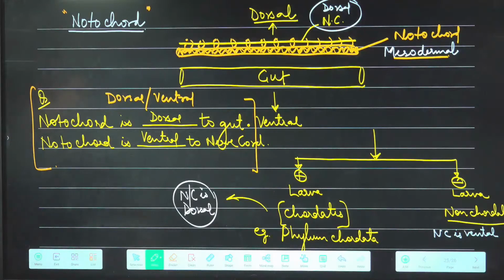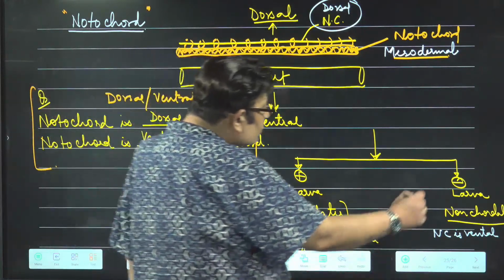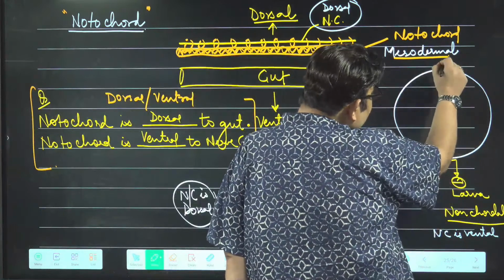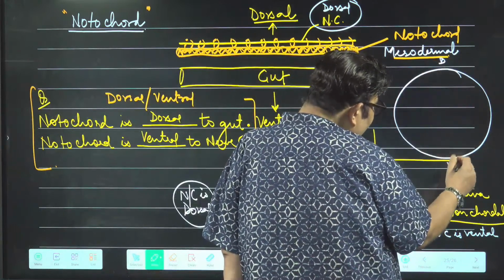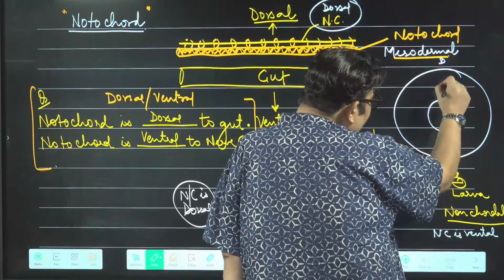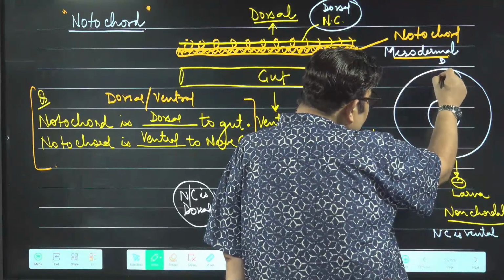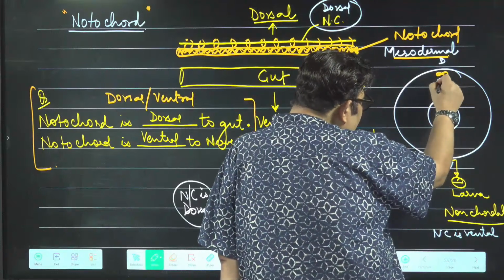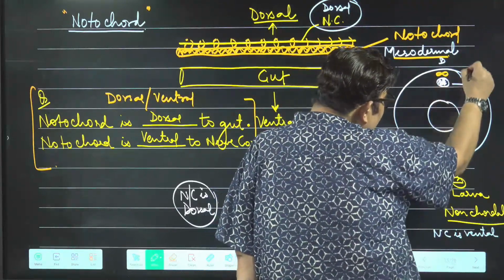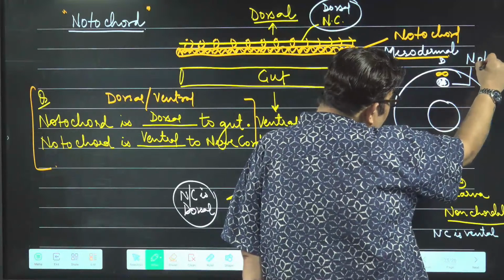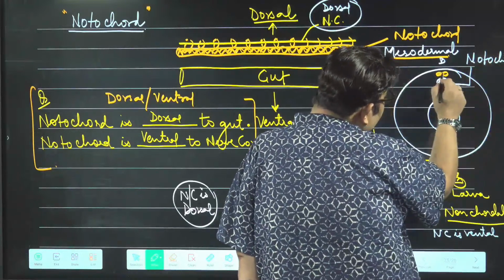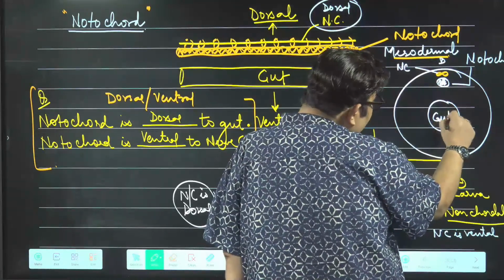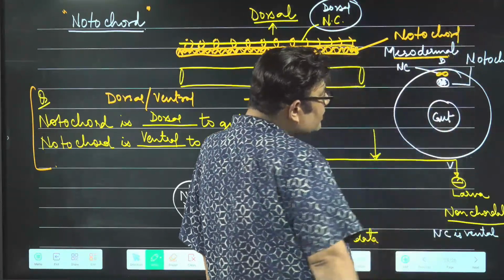If you take a section of these animals, suppose this side is dorsal, this side is ventral, and this is the gut, and this is the nerve cord here. The nerve cord can be seen here, and the notochord is here. So this is the structure which is called notochord. And this is the NC, nerve cord, and this is the gut, dorsal side and ventral side.